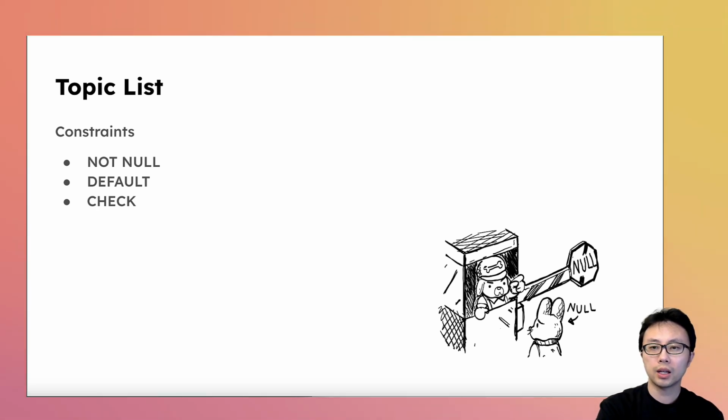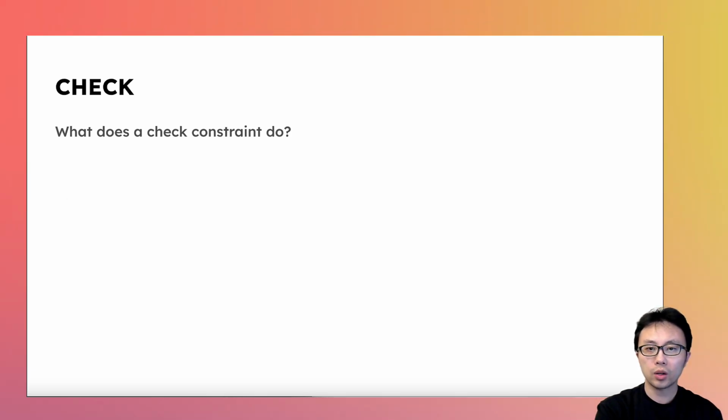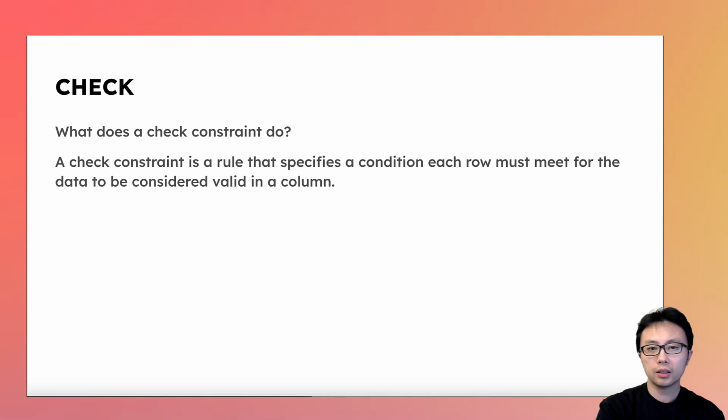Let's move to the check constraint now. Check constraints are to some extent more capable and complex in comparison with not null and default constraints. Let's start with a simple question. What does a check constraint do? A check constraint is a rule that specifies a condition for a column so that each row must meet this condition to be considered valid for this column.